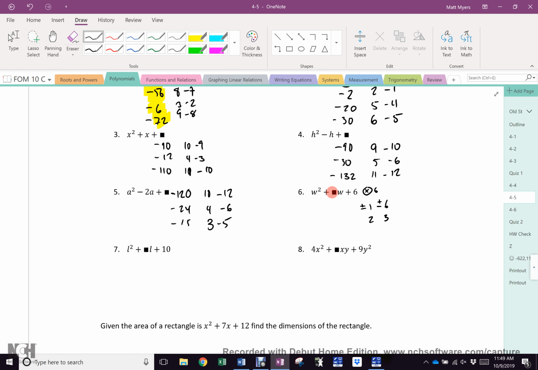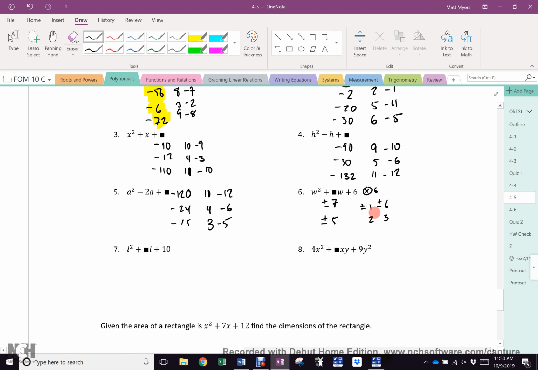Addison? Not quite. What is it, Braden? 7. What kind of 7? Or negative 7. What else could it be? Oh, now I see, Addison. You just did this one where it's 2 and 3.